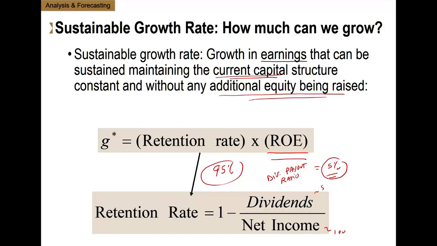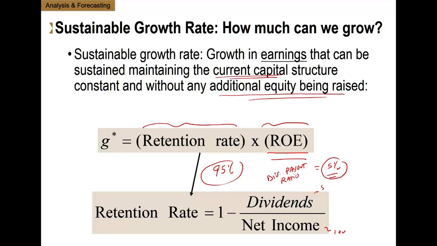So G star, the sustainable growth rate, says how much you can grow is going to be a function of first how much you can retain, times what you are able to do with that money. When you retain earnings, it's as if the equity holders are plowing back money into the company. If you retain those funds and those funds can grow at the ROE, that tells you the growth rate of the equity that has been invested into the company. If you multiply those two, that will tell you how much you can grow in sales.